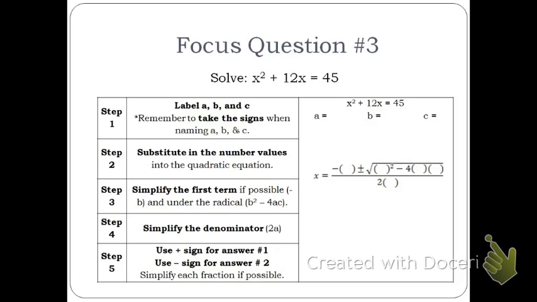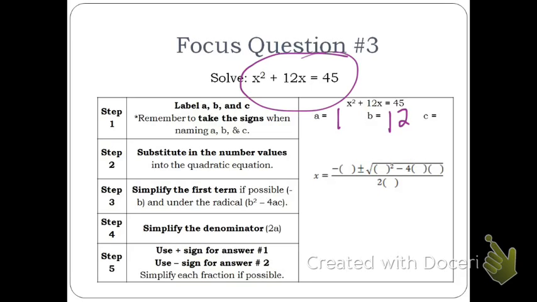Okay, question number 3. Again, identify your A, B, and C. So what's A? You say 1. What's B? 12. And what's C? Uh-oh. Hopefully you did not write 45 yet for C, because look what's the matter here. This equation is not set equal to 0.